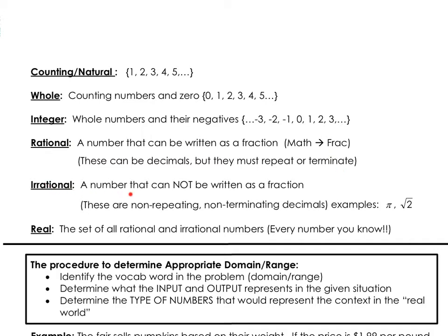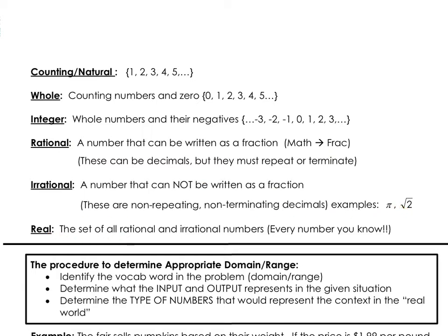Irrational, on the other hand, are the numbers that cannot be written as a fraction. So if I hit math frac, it won't put it as a fraction. It'll come back as a decimal again. These are non-repeating, non-terminating decimals. A couple of examples are pi and the square root of 2. If you put the square root of 2 in your calculator and hit math frac, it'll come back as the same decimal. That's how we know it's irrational.